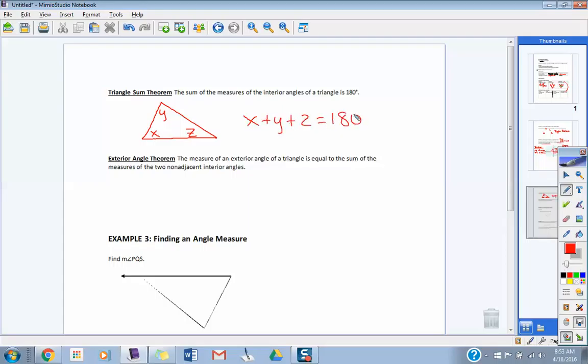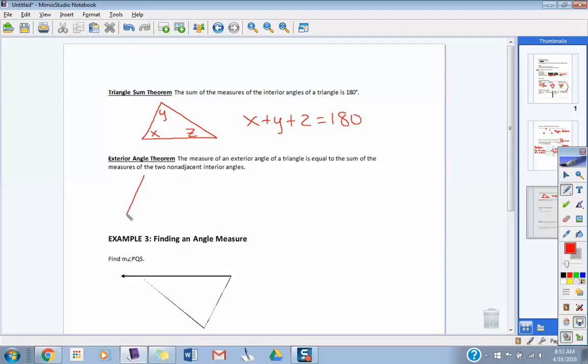That's stuff we've known. Now what might be new for us is the exterior angle theorem. Okay, this is the one you want to make sure you get drawn correctly. It says the measure of an exterior angle of a triangle is equal to the sum of the measures of the 2 non-adjacent interior angles. Let me show you what's going on here.